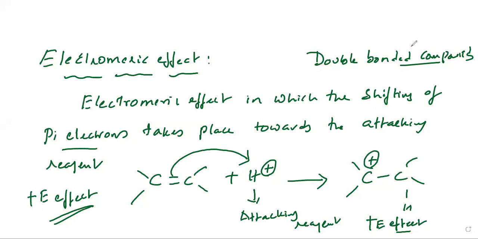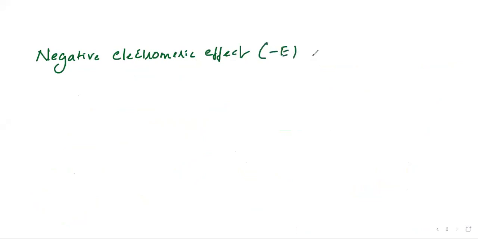Electromagnetic effect is the effect in which the shifting of pi electrons takes place towards the attacking reagent. Next, there is negative electromagnetic effect, students. Just as positive electromagnetic effect is there, like that we have negative electromagnetic effect. Negative electromagnetic effect we are calling as minus E effect.